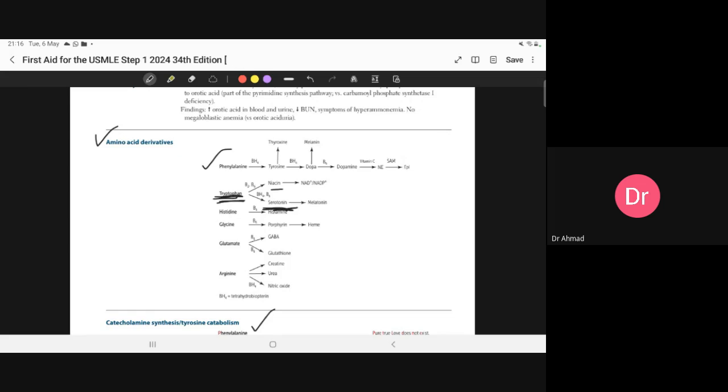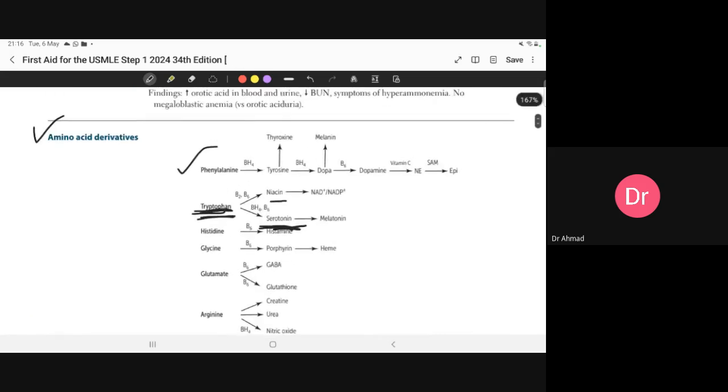Okay, and then you have your cofactors B2 and B6 that help with the formation of your niacin. This you have to keep in mind. You can remember niacin is B3, so your B2 and B6. Okay, so it gives you the number 3. In this way, you can remember it. And for serotonin, it utilizes BH4 and B6. Cofactors you have to remember. They like to ask this thing. Okay, and now serotonin is converted into melatonin, and niacin is converted into NAD plus or NADP.